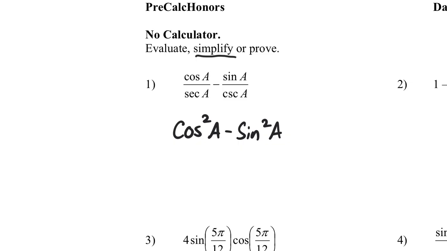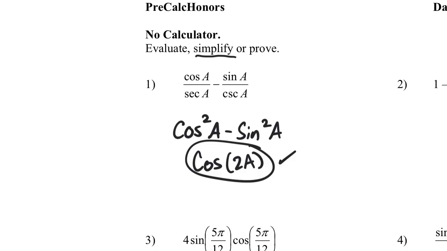Now that rings a bell to me. That is one of our cosine double angles. So we can simplify this down to cosine 2A. That's as simple as we can get. Let's look at another one.